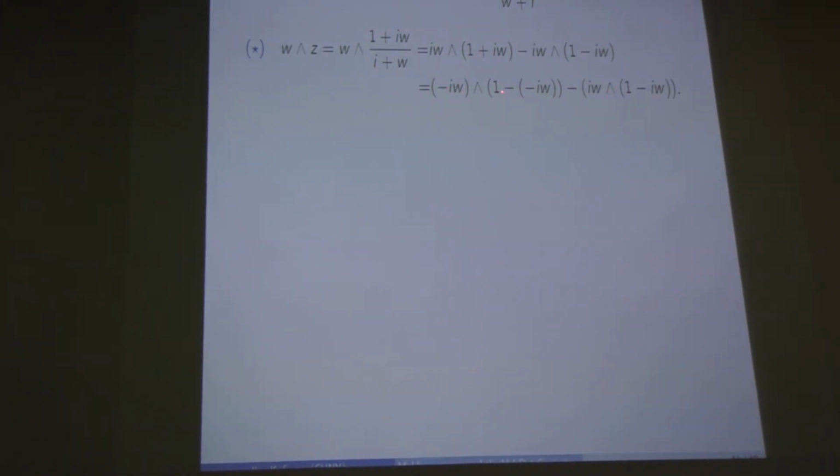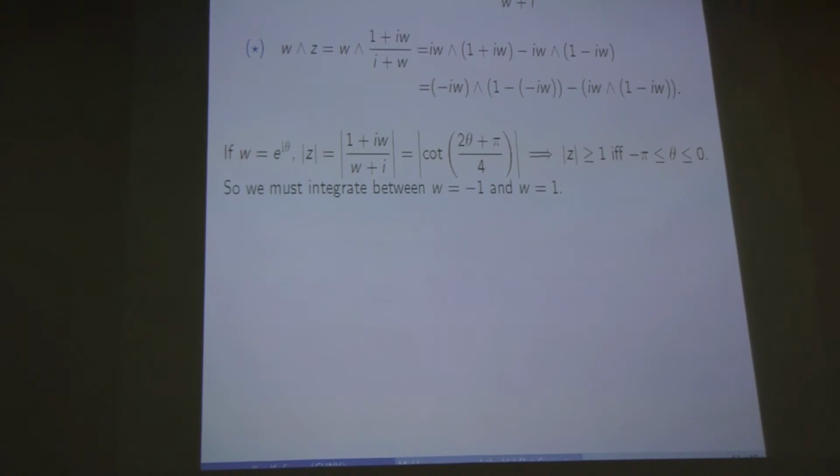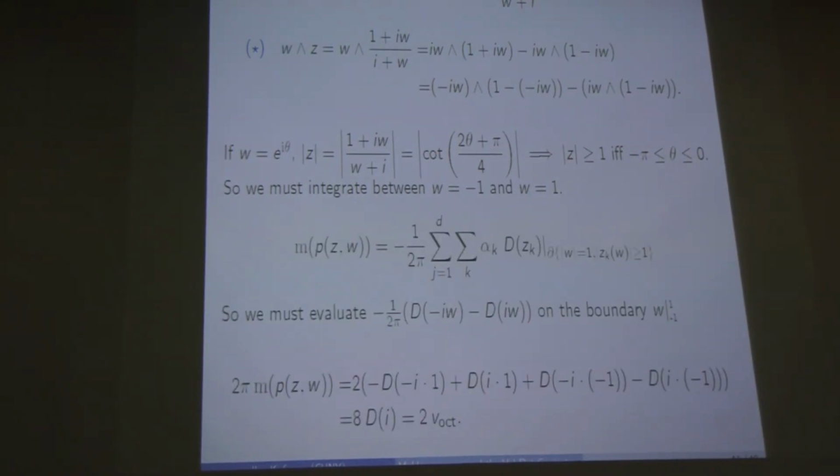This is Z wedge 1 minus Z, and this is a Z wedge 1 minus Z. Okay? So, on the unit circle, if we parameterize W on the unit circle, then Z is going to be outside the unit circle only for these thetas. So we get the boundary condition, W is between -1 and 1. Then the Mahler measure of P of ZW is the sum of these Bloch-Wigner dilogarithms on this boundary, and when you evaluate it, you get exactly a sum of these D's.